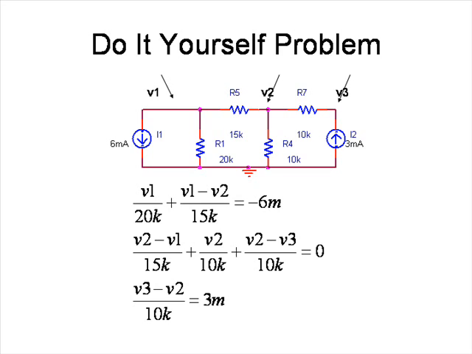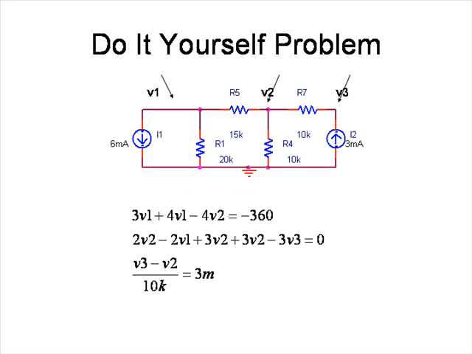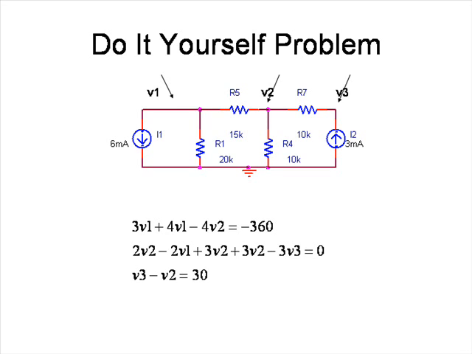Common denominator for the first equation is 60k, and that leaves us with 3v1 plus 4v1 minus 4v2 equals negative 360. The second equation's common denominator is 30k, leaving us with 2v2 minus 2v1 plus 3v2 minus 3v3 equals 0. And finally, we'll just multiply 10k to the third equation, giving us v3 minus v2 equals 30.